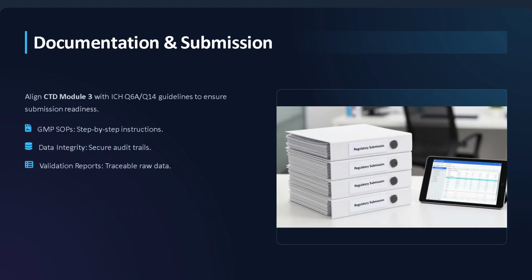Let's quickly bring everything together into a practical checklist. In the design phase, ensure the purpose is defined, the molecule is well understood, and forced degradation is completed. In the verification phase, confirm specificity, complete full ICH validation, and test robustness. And for submission, make sure GMP SOPs are ready, CTD Module 3 is aligned, and data integrity is fully maintained. This structured approach minimizes risk and makes your submission much smoother.